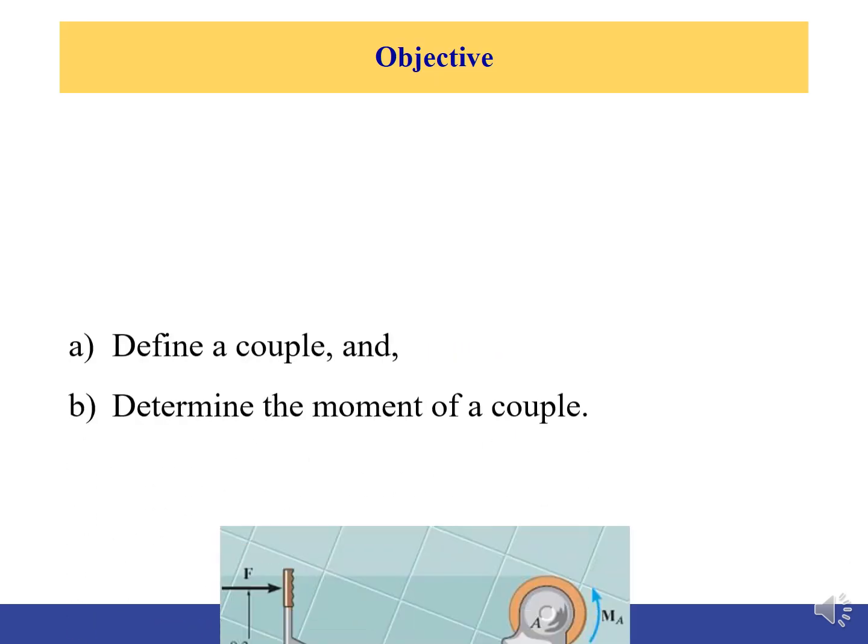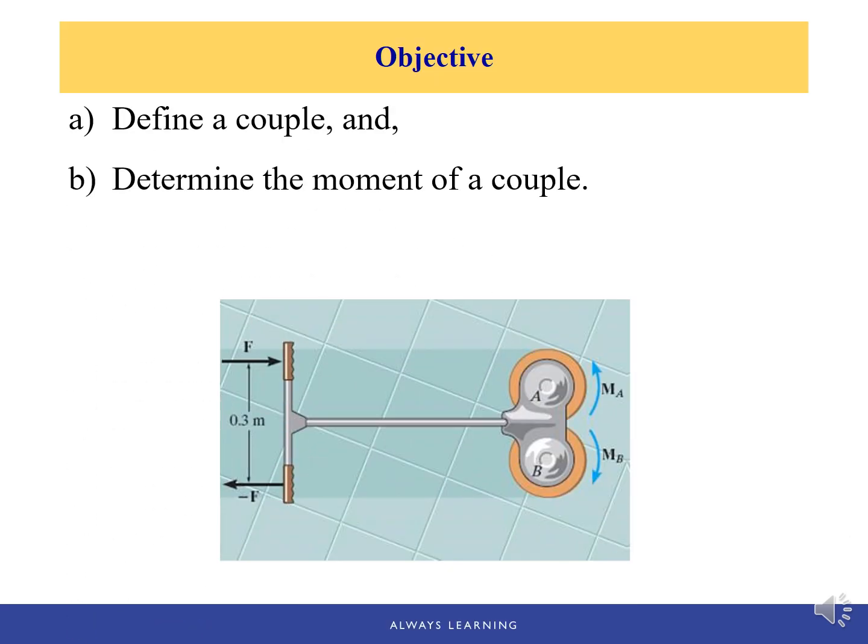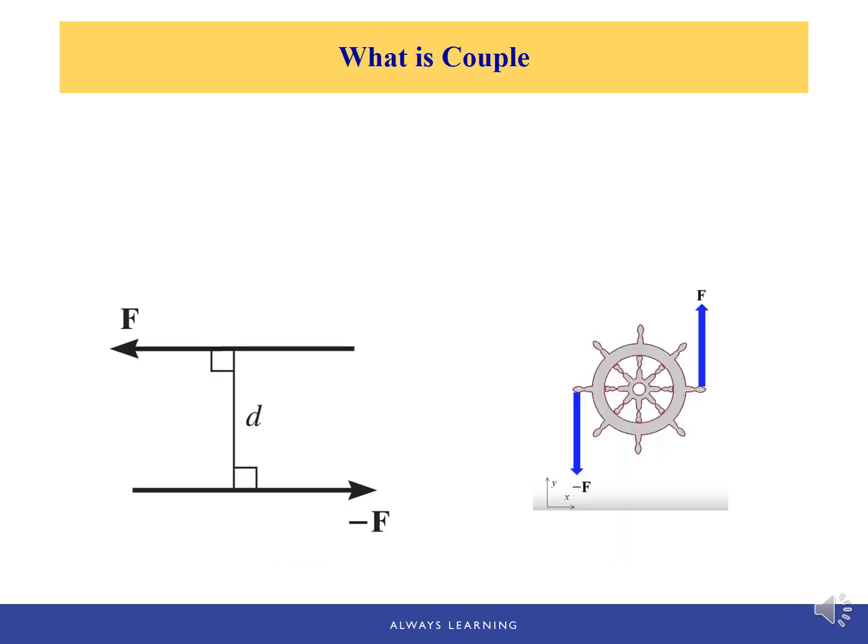In this lecture, we're going to define a couple and determine the moment of a couple. Here are two examples of a couple. In both examples, we have a pair of forces, and those two forces have the same magnitude, F, but they are acting in opposite directions. Also, those two forces are not acting in the same line. They are separated by a distance, and we use the perpendicular distance d to describe it.